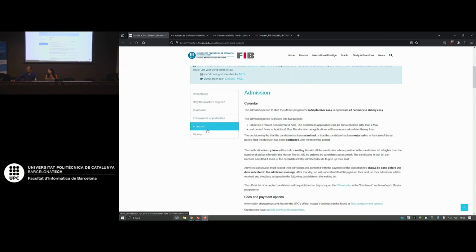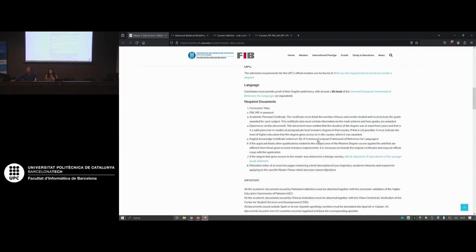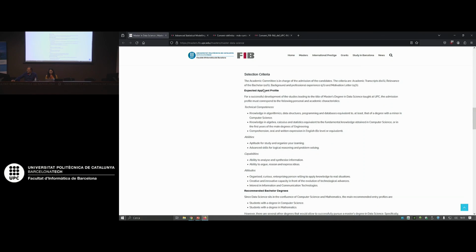Here, admission. You have all the details that we will ask you to provide, but you will see that there is a part called selection criteria. This is how people are evaluated and ranked. Here you see that the academic transcripts weigh 60%, the relevance of the bachelor 20%, the background and professional experience 5%, and the motivational letter 15%. So look, the motivation letter has a big weight.